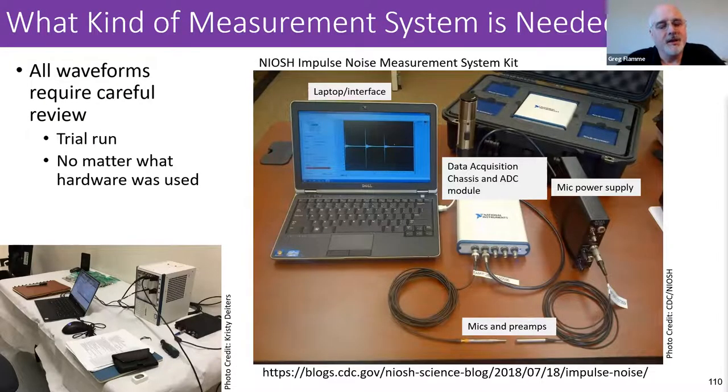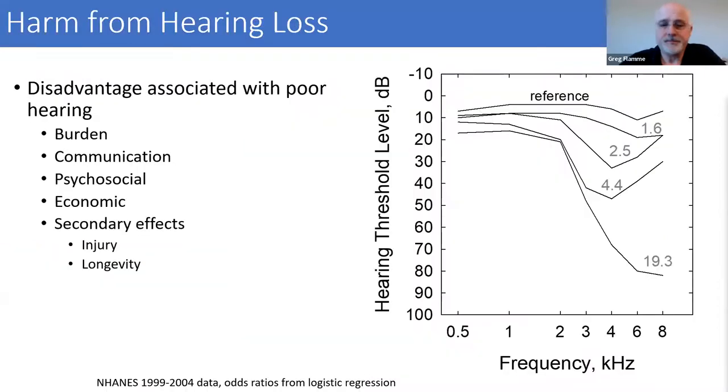In the lower left-hand corner is another setup just using slightly different equipment. But again, you've got a computer to receive the data, the power supply is the little box in the middle on the right-hand side, and then the data acquisition chassis is the white, sort of rectangular-faced thing. Next slide, please.